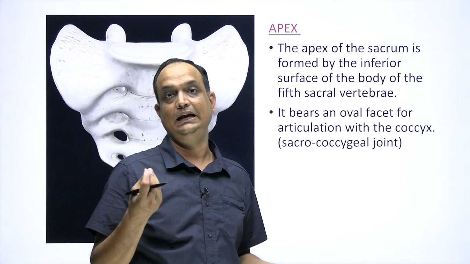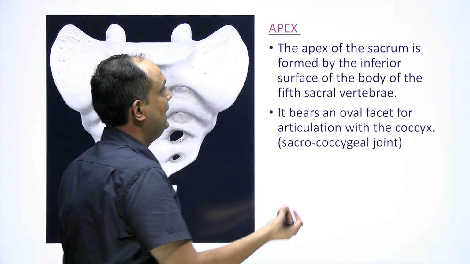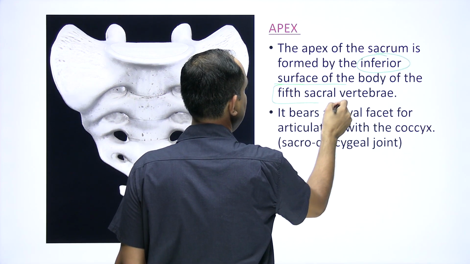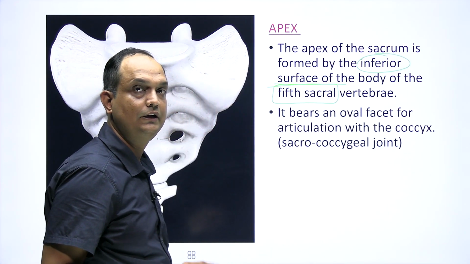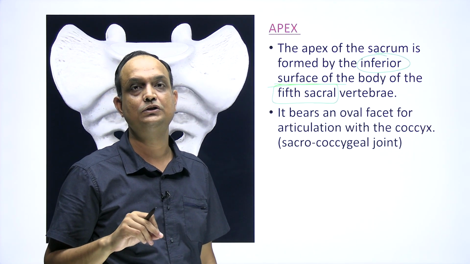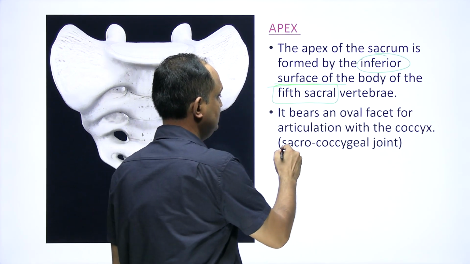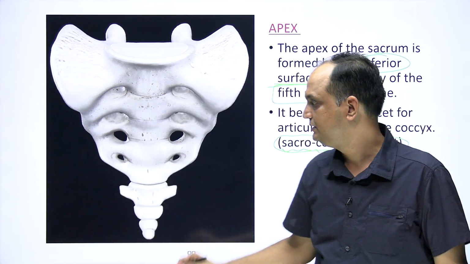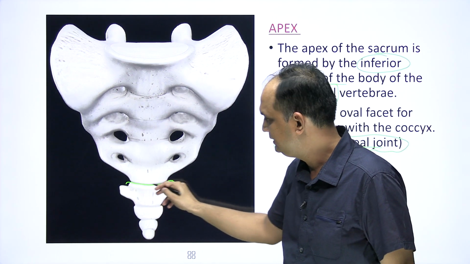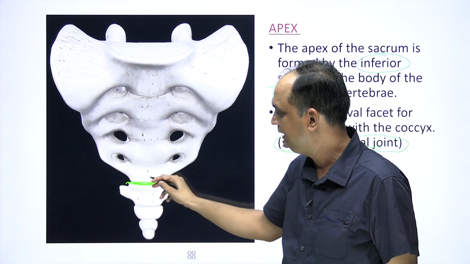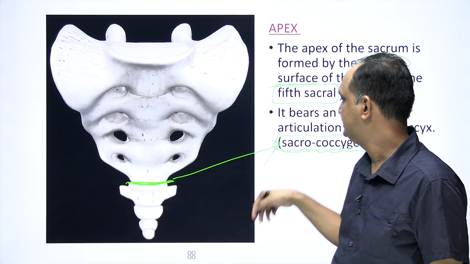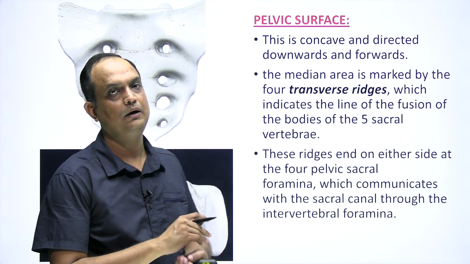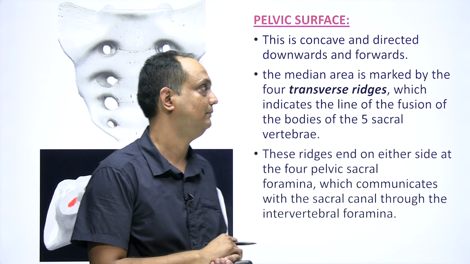Now, the apex of the triangle is facing downwards here, and it is formed by the inferior surface of S5. And this inferior point of S5 makes a joint with the coccyx, known as the sacrococcygeal joint. Here you can see in this image that this is your coccyx and this is your apex, which is making a joint, and this joint is known as the sacrococcygeal joint.